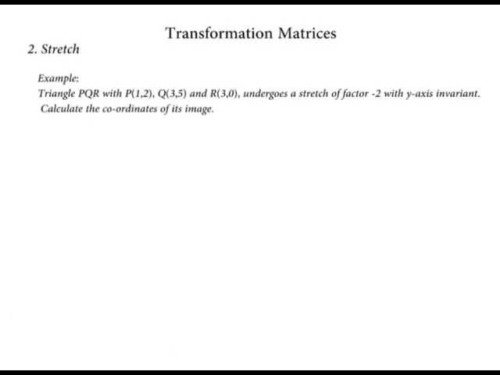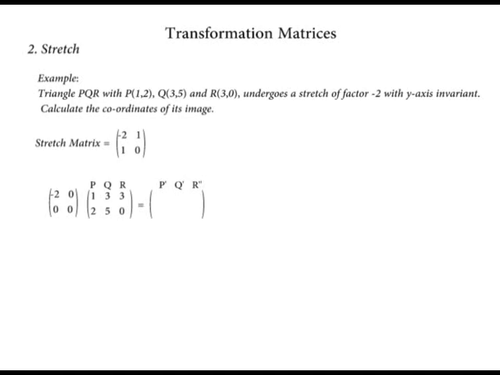For example, triangle PQR with coordinates P(1, 2), Q(3, 5), and R(3, 0) undergoes a stretch by factor -2 with y-axis invariant. Calculate the coordinates of its image. So the stretch matrix for y-axis invariant, in this case factor -2, will be [-2, 0; 0, 1]. We multiply by the coordinates of the triangle PQR and we'll find that P prime will be (-2, 2), Q prime (-6, 5), and R prime (-6, 0).